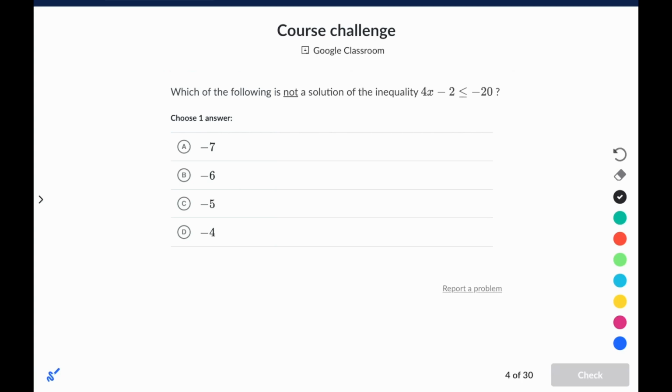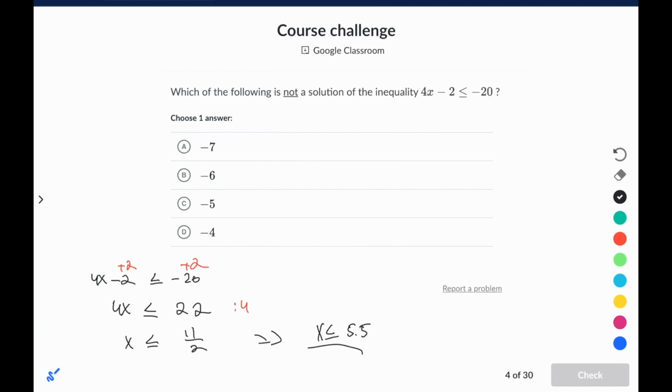Which of the following is not a solution to the inequality? Okay, now let's find the solutions of this inequality. So the inequality we have is 4x minus 2 is less than or equal to negative 20. Okay, let's add 2 to both sides. And we will have 4x is less than or equal to 22. And now let's divide both sides by 4. And we're going to be left with x is less than or equal to 11 over 2, which is the same thing as x is less than or equal to 5.5. So we need to find an answer in which x is either 5.5 or less.